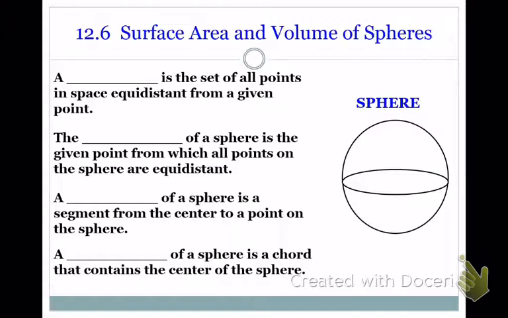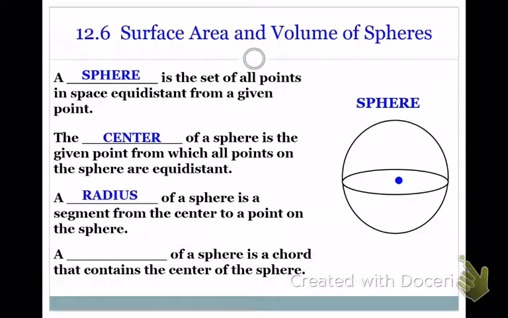So some definitions first. A sphere is the set of all points in space that are equidistant from a given point. That given point is called the center, so it's like a circle. It's what a sphere is, right? A three-dimensional circle. It's just a set of all points that are equidistant from a given point.